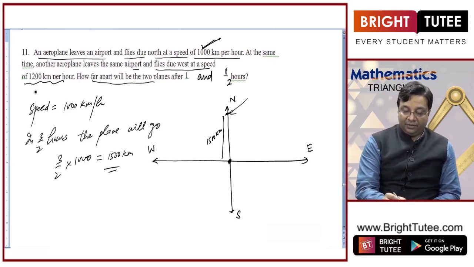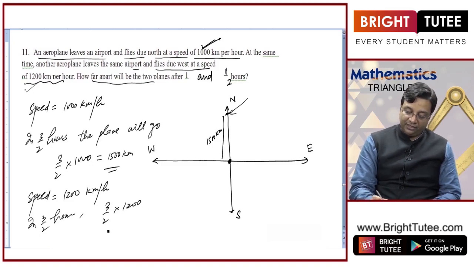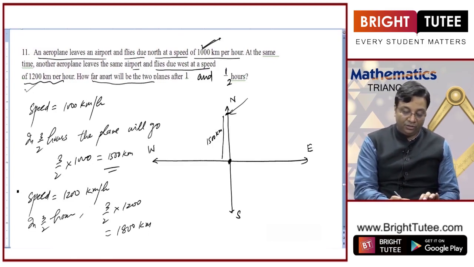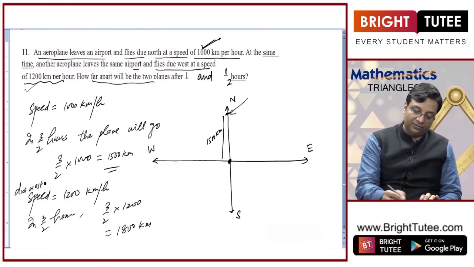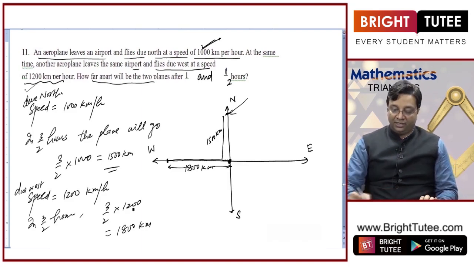And the other plane which is traveling at a speed of 1200 km per hour, in 3/2 hours or 1.5 hours, will travel 3/2 into 1200, that is 1800 kilometers, right? The plane traveling due west, this was traveling due north. So this plane will reach somewhere here, which is 1800 kilometers away from the airport. Now I need to find this distance.